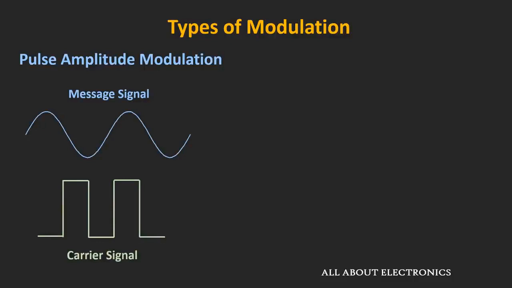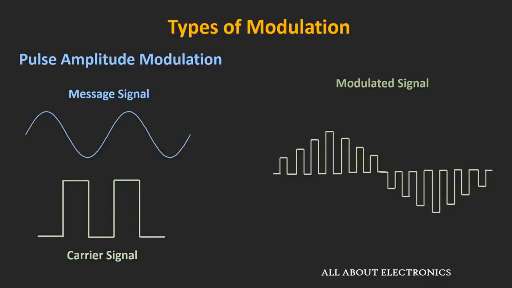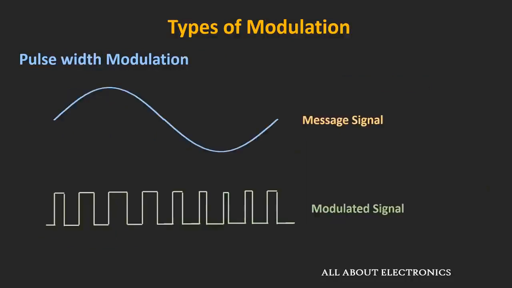In pulse amplitude modulation, the width or the duration of the pulse will remain the same, but the height or the amplitude of the pulse signal will change according to the message signal. Similarly, in pulse width modulation, the height or the amplitude of the pulse will remain the same, but the width of the pulse will change according to the message signal. Here, the message signal amplitude is sampled at the rising edge of each pulse, and the width of the modulated signal is proportional to the sampled amplitude. In fact, on pulse width modulation, I have already made a separate video earlier. For more information, you can check that video.